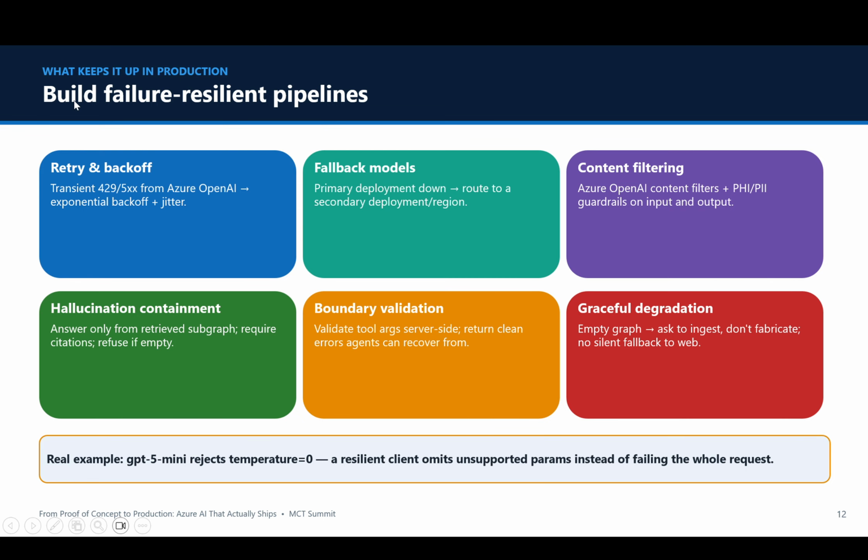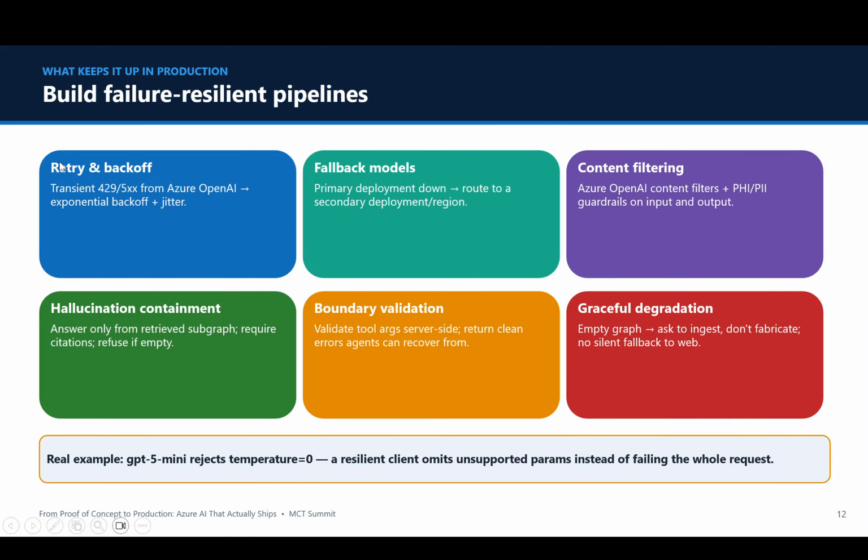The next thing we want to learn is how to build a resilient pipeline. For building a failure-resilient pipeline, there are six main components. First is hallucination containment. For every answer, there should be a retrieved subgraph from the knowledge graph. If there is no subgraph, the answer should be empty, so the AI agent cannot hallucinate. Only if it has the knowledge can it answer the questions from the user.